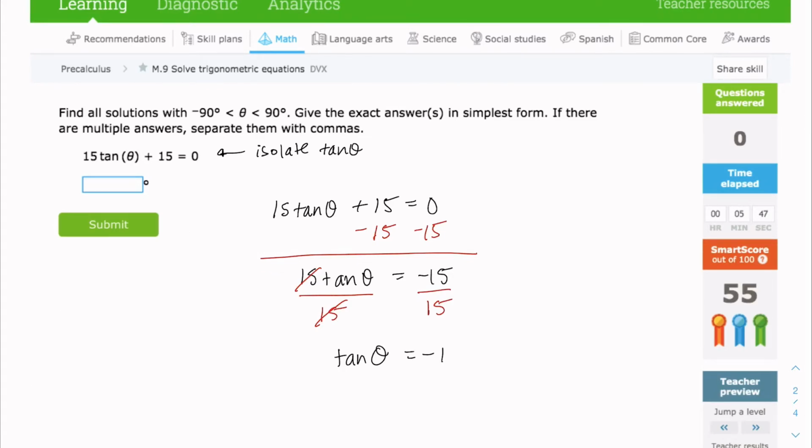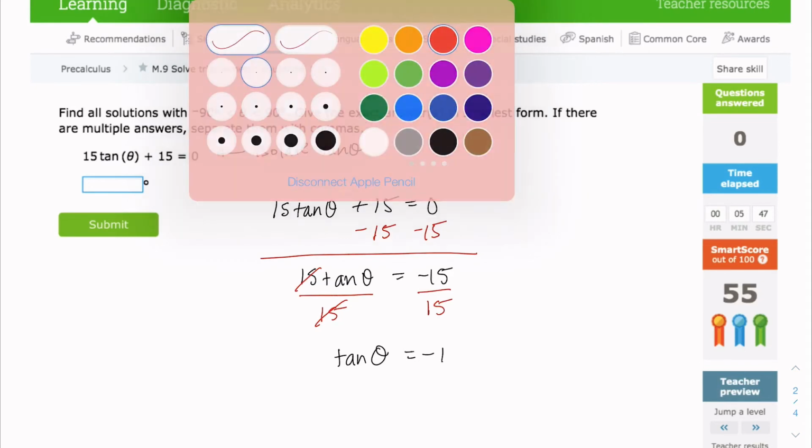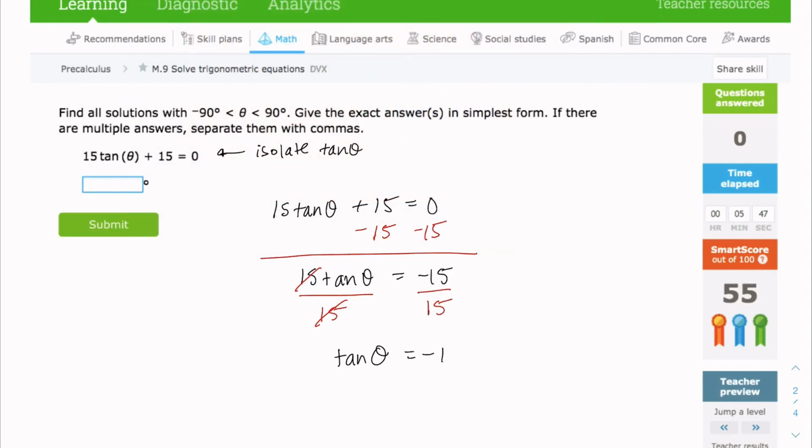Equals negative 1. And we've isolated our expression, so we're ready to label. Tangent formula is y over, do you remember? Is it x or r? Well, if you remember SOHCAHTOA, we have opposite and adjacent, so that's going to be y and x, the legs. So we need to put this over 1.